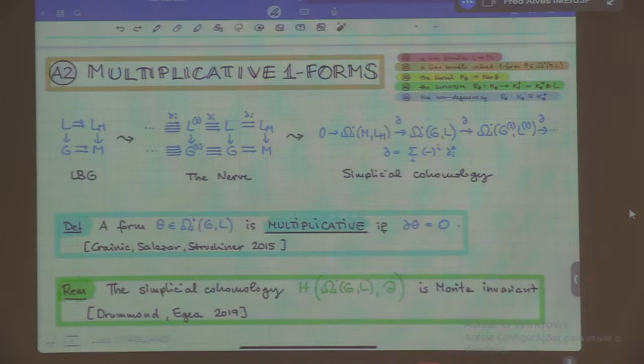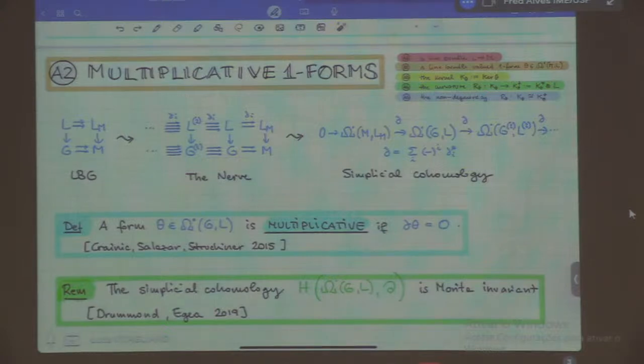and what we really need is the line bundle valued form on G, which is, first, compatible with the groupoid structure. And the nature of compatibility is closedness under the simplicial differential. Actually, we call multiplicative a vector valued form which is closed under the simplicial differential. Well, this definition agrees with the definition of Frank, Salazar and Schuchiner in terms of representations of the groupoid.